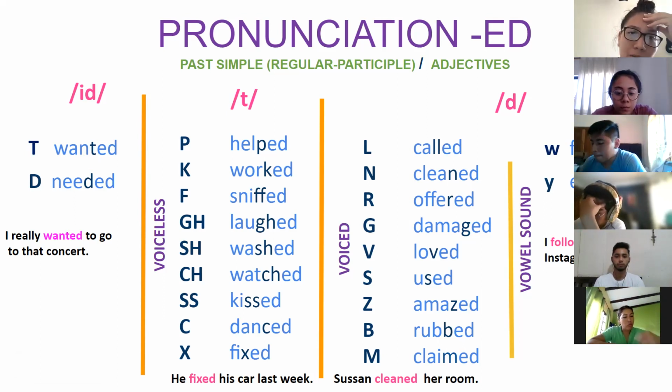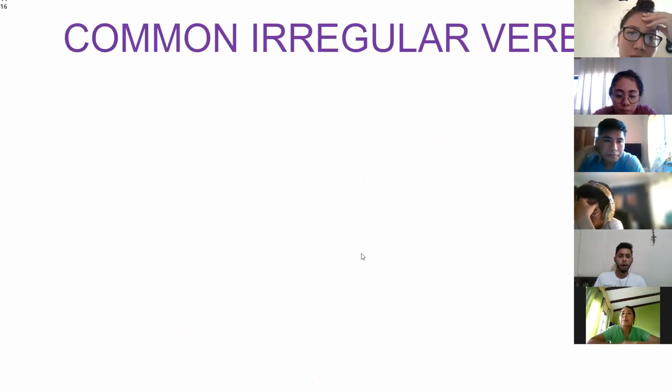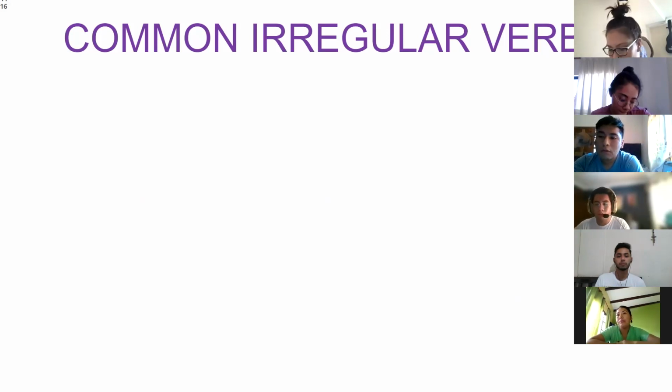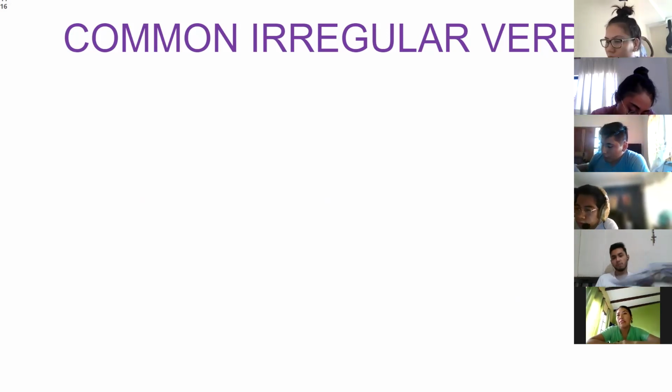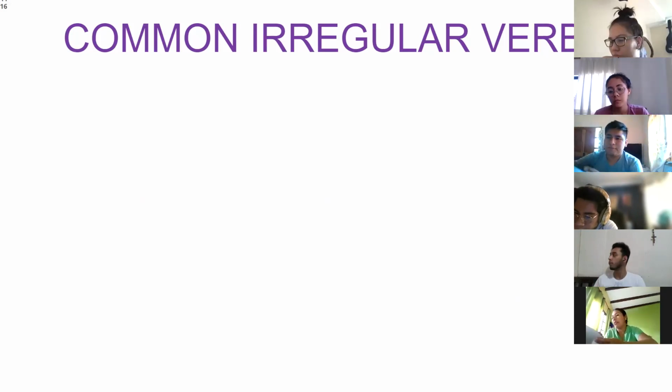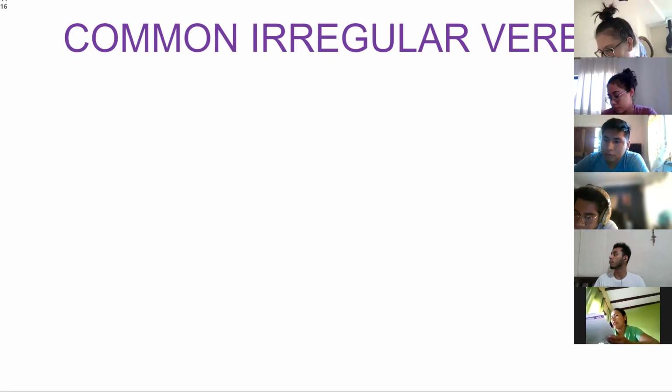Let's see. And here we have some common irregular verbs, okay? You have a list of verbs here in the last page of your book. Let's see, here is page number... No sé si pueden verlo ustedes, si pueden buscar a la página en donde tienen la lista de verbos. 175. Okay. Let's go to page 175.